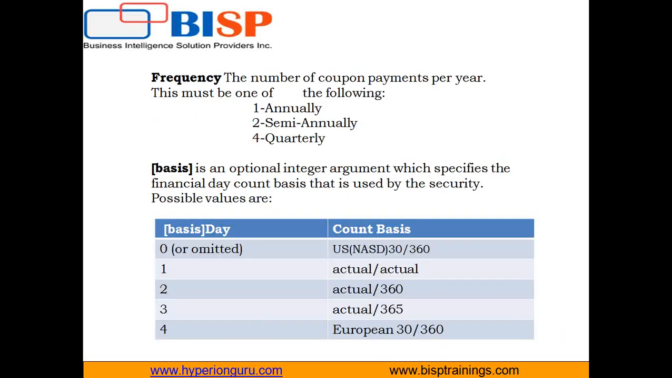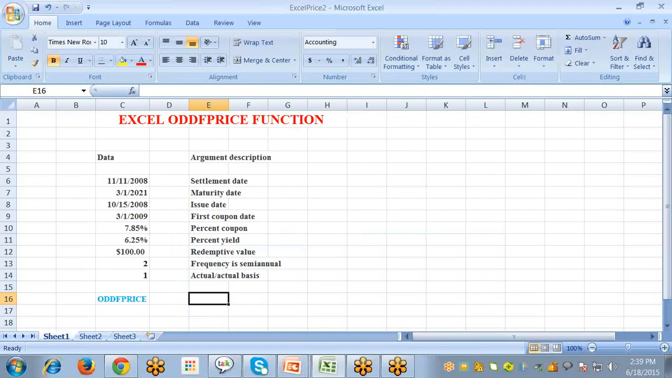Next we have the frequency, the number of coupons paid per year. That can be annually, which would be 1, semi-annually, which is 2, or quarterly, which is 4. And then finally we have basis. Basis is the way you count the number of days in a month and a year. So let's look at an example.